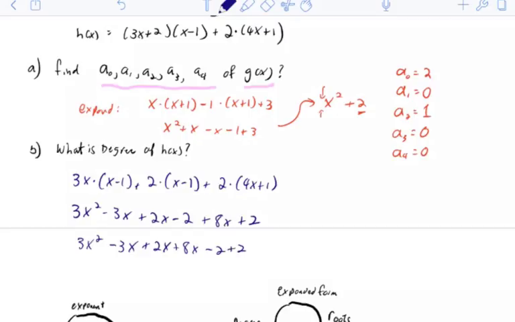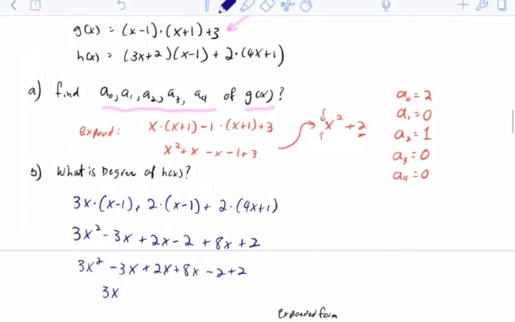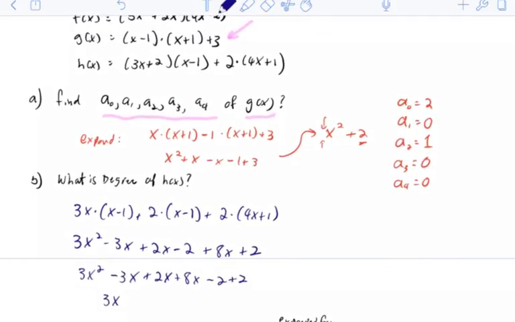And then so this is 3x squared plus 7x plus 0. Alright, so this is degree 2.